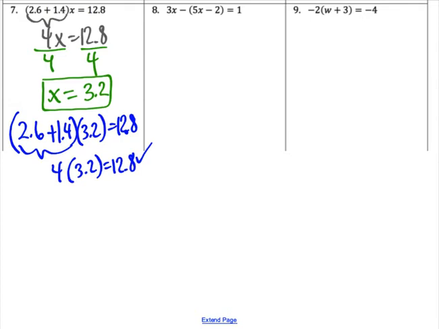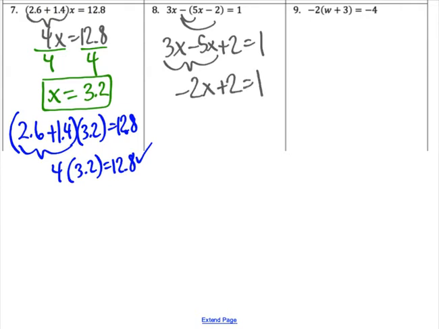Okay, next example. First, we need to simplify both sides. It looks like we need to distribute a negative. 3x minus 5x minus negative 2 is plus 2 equals 1. 3x minus 5x is negative 2x. Okay, now we have simplified both sides. Next, we need to isolate the variable term. We need to get rid of the plus 2 to do that. So negative 2x is going to equal negative 1.